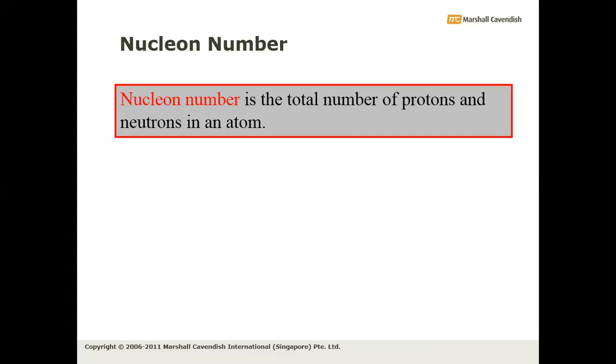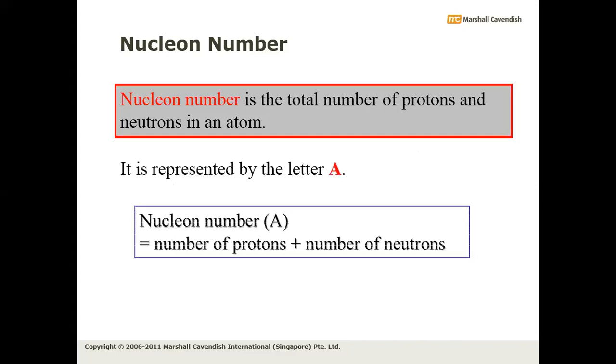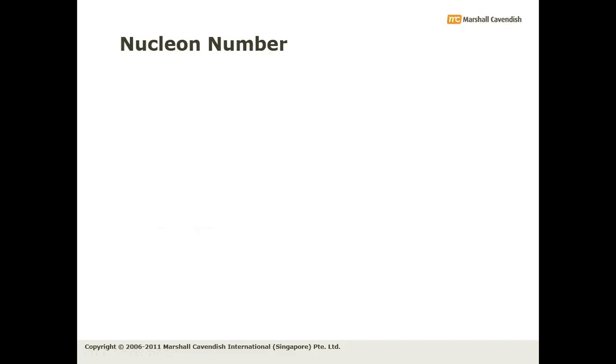Nucleon number is the total number of protons and neutrons in an atom. It is represented by the letter A, and by definition it is equal to the number of protons plus neutrons. If you know the number of protons and the nucleon number, which is given in your data booklet in your periodic table, then you can find the number of neutrons by subtracting protons from the nucleon number.